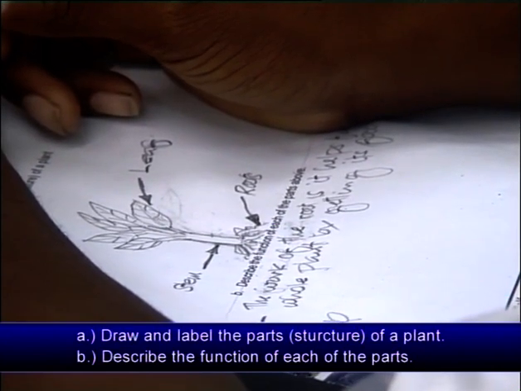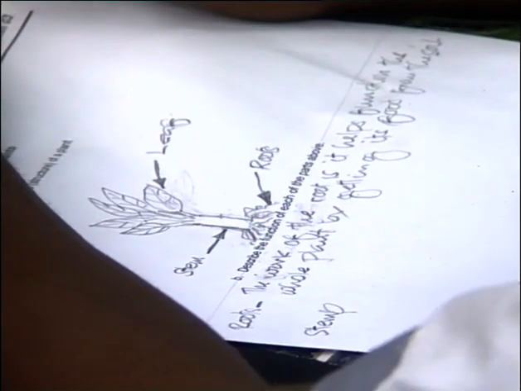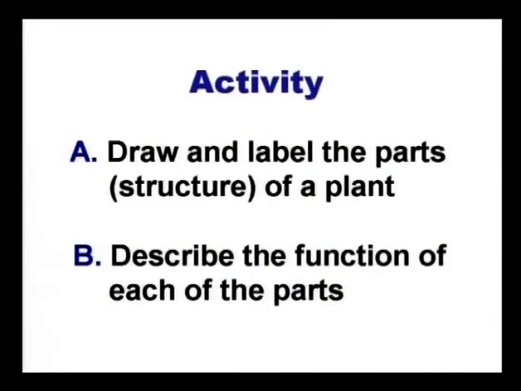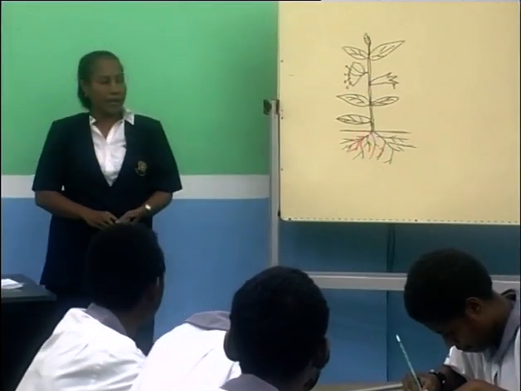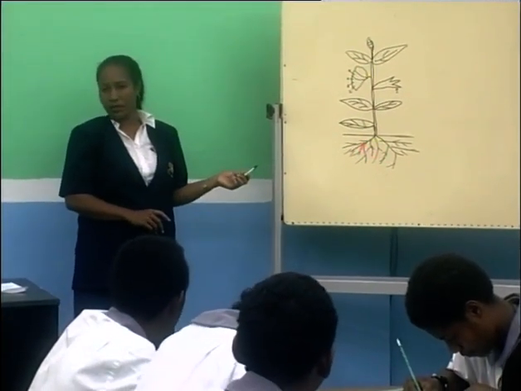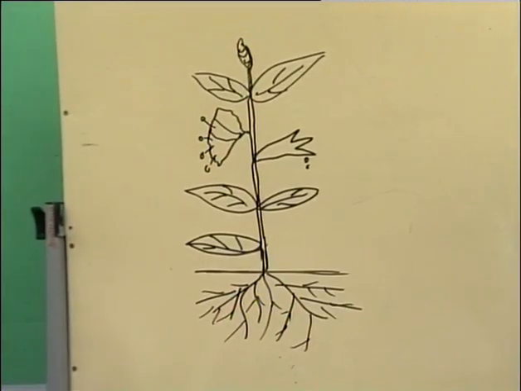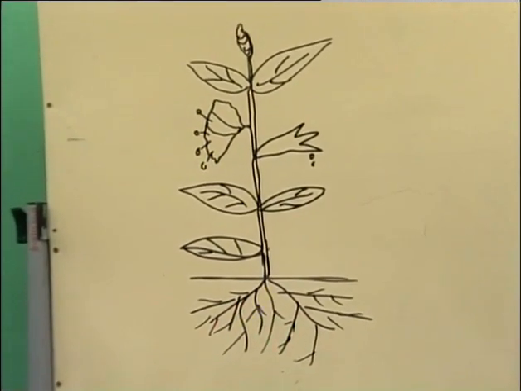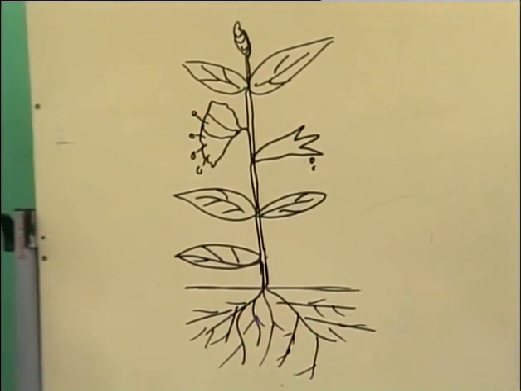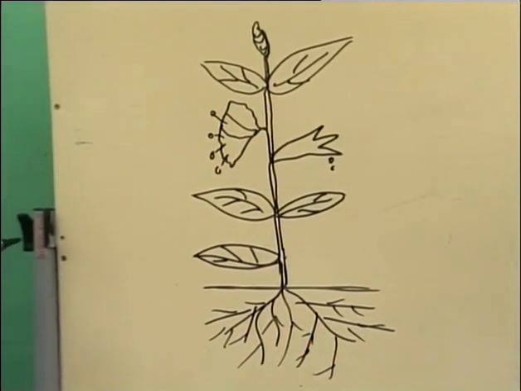All right, let's start off. Our activity A reads, draw and label the parts and structure of a plant. Looking around, many of us have done that. Let's hear from someone in the class. Lian. Okay, Lian, I'd like you to come up. I have the picture of a plant here, a typical plant. And with what you have done in labeling the parts, please come up and label the plant that I have drawn.